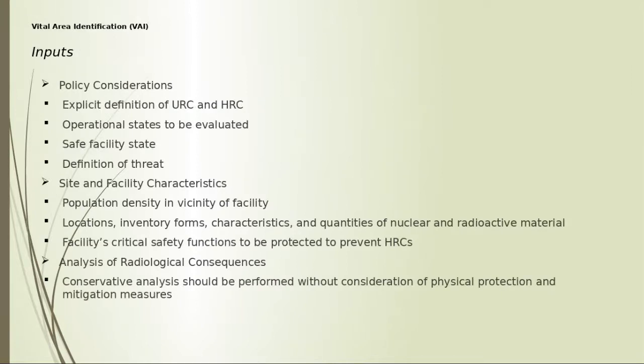So there are a lot of inputs that go into the vital area identification. The first is the policy considerations. In the international guidance for radiological sabotage, there's unacceptable radiological consequences and high radiological consequences. Unacceptable radiological consequences is the threshold at which you start trying to do things to prevent it. High radiological consequences is where you have very strong regulatory requirements. So when we talk about a nuclear power plant, core damage and radiological release would essentially be a high radiological consequence, because the energy of the power plant will actually be pushing the radioactive material out of the facility and into the environment.